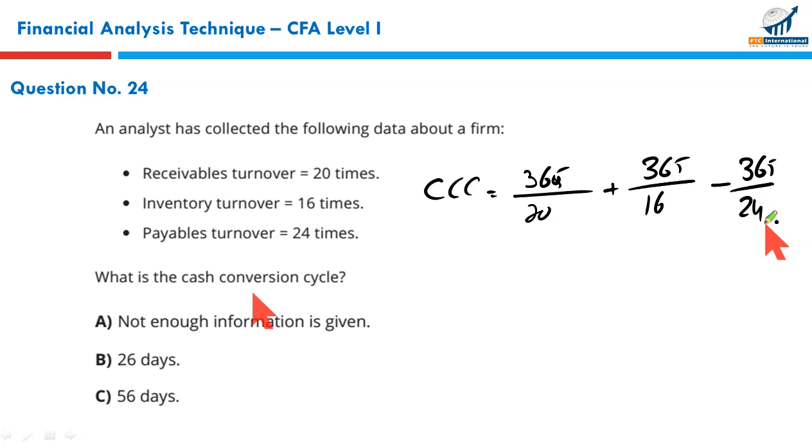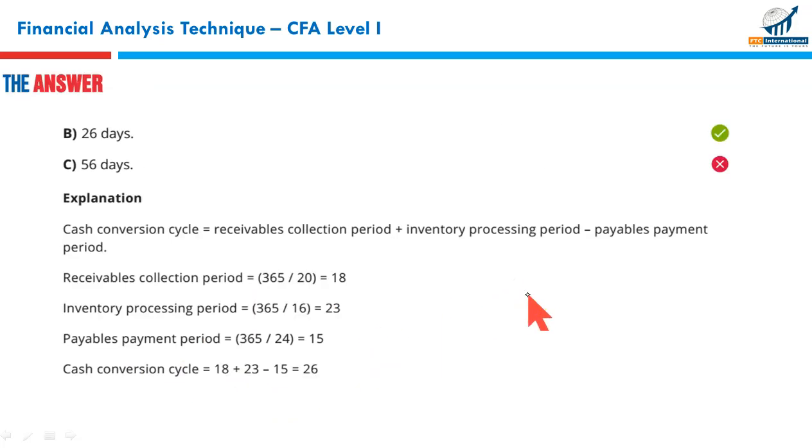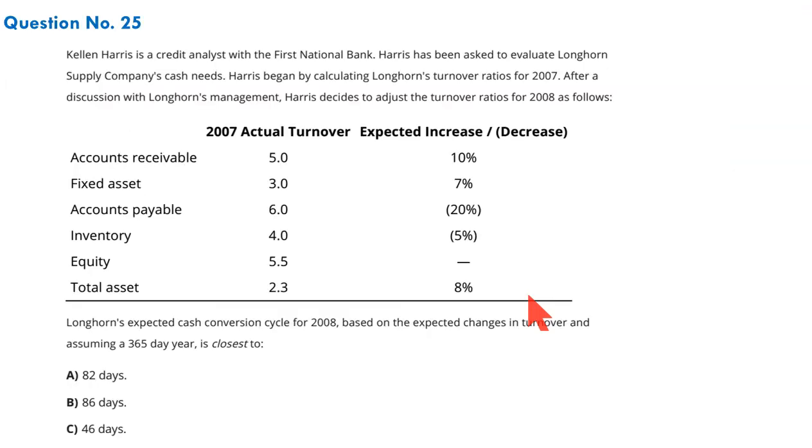So I'm going to do it all in a single go. 365 by 20 plus 365 by 16, and from this I need to deduct 365 by 24. It gives me a final result of 25.85, which is 26 days approximately. So that makes B the correct option. Save your time, you know the formula, plug in the numbers and simply select the option and move on. It's a good one.